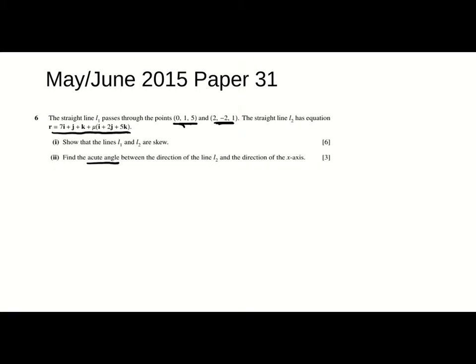So to show that two things are skew, we've got two steps. First, we have to show that they're not parallel. And then we have to show that they don't intersect.